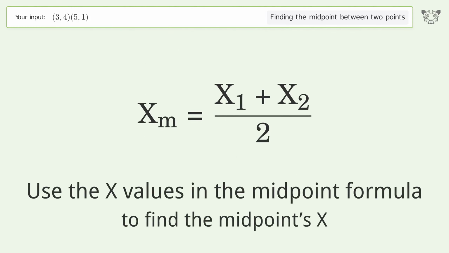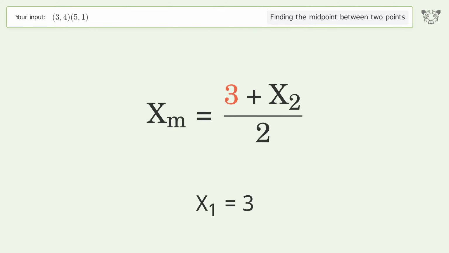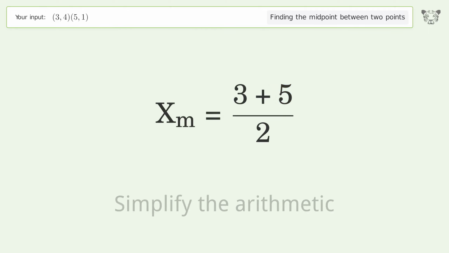Use the x values in the midpoint formula to find the midpoint's x. x1 equals 3. x2 equals 5. Simplify the arithmetic.